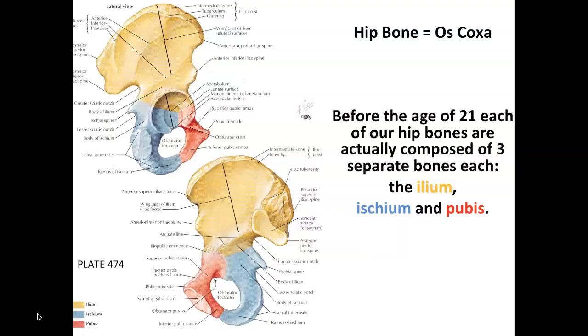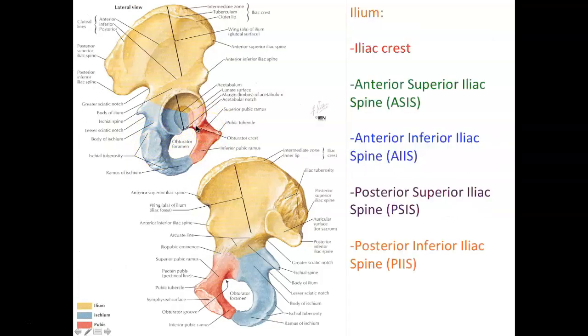I've taken this image from a Frank Netter atlas, which just has a bunch of various anatomical images, including all of the images you'll see in this lecture. Before the age of really 18 to 21, our hip bones are actually three separate bones, and this is going to include the ilium, the ischium, and the pubis. So let's talk about each one of those bones individually.